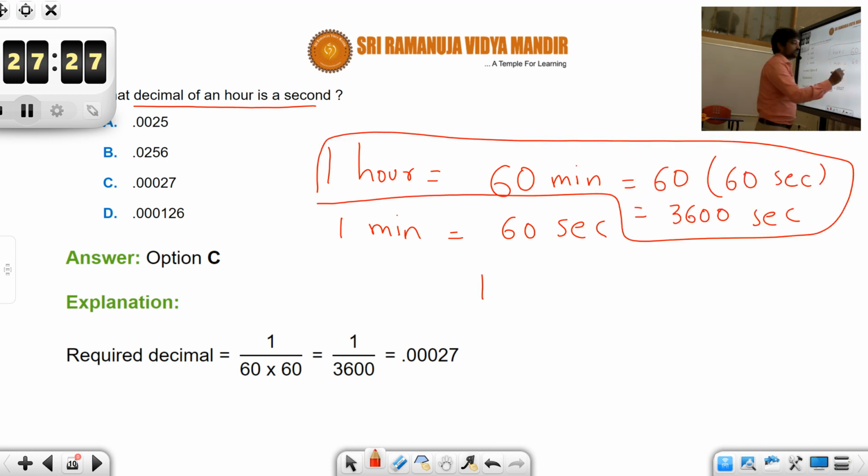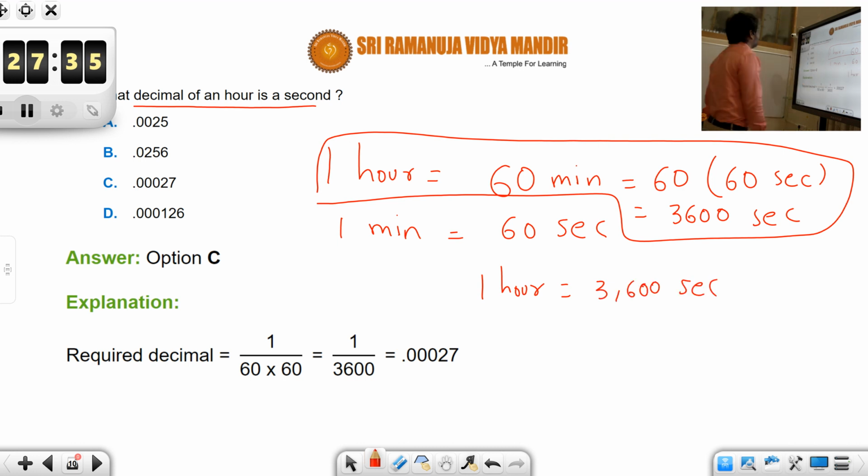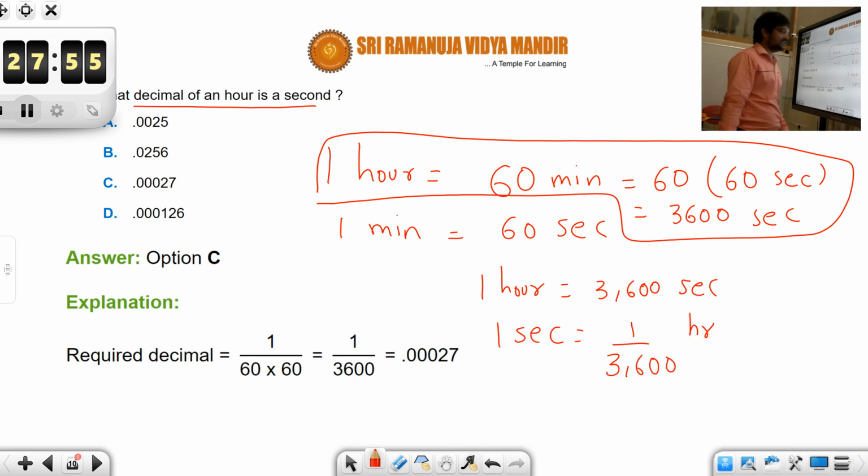So what have we got? We have got 1 hour is equal to 3600 seconds. Once again, look at the question. We need to find what decimal of an hour is a second. It means we need to express seconds in terms of an hour. What is 1 second in terms of an hour? We can write this as 1 divided by 3600 hours. If 1 hour is 3600 seconds, what is 1 second? That is 1 by 3600 hour.